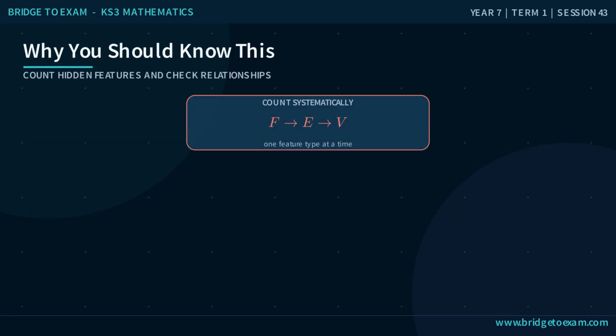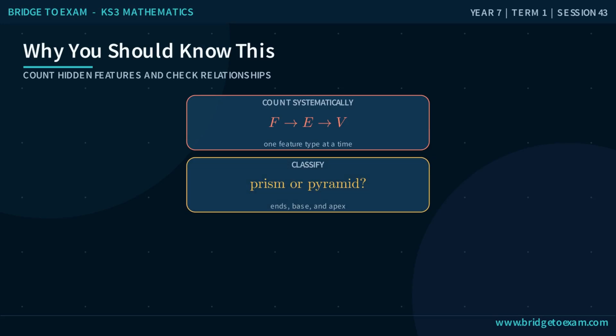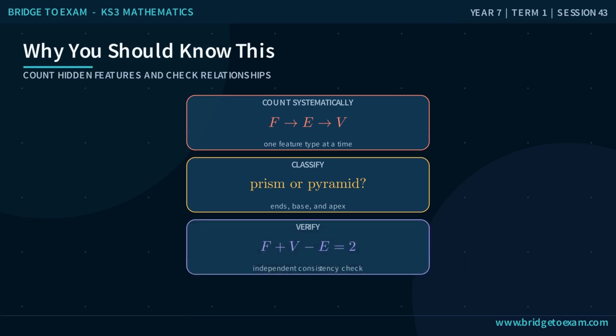Count one type of feature at a time and include hidden features that a drawing may not show clearly. Prisms have two congruent parallel end faces, while pyramids have one base and triangular faces meeting at an apex. Euler's relationship gives an independent check for convex polyhedra.